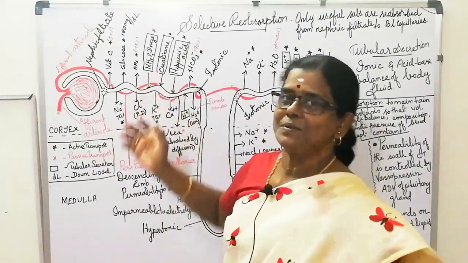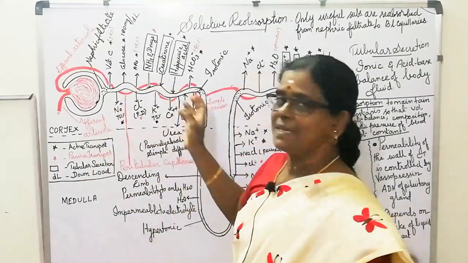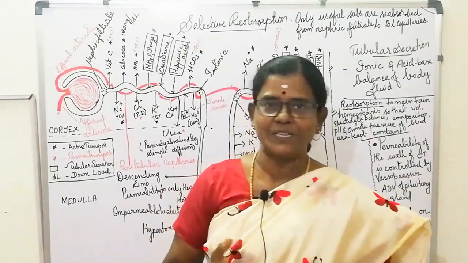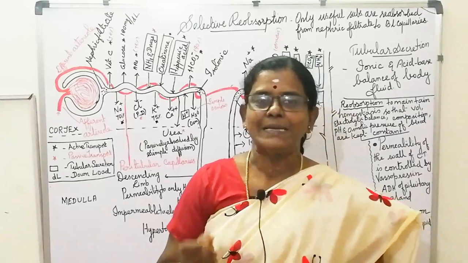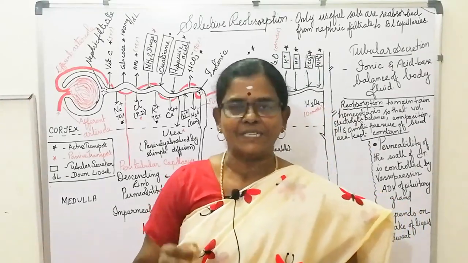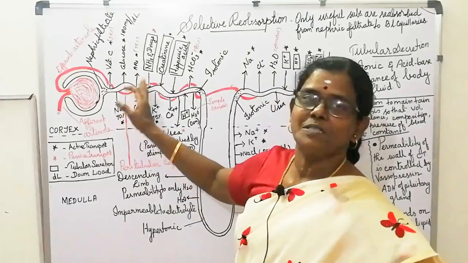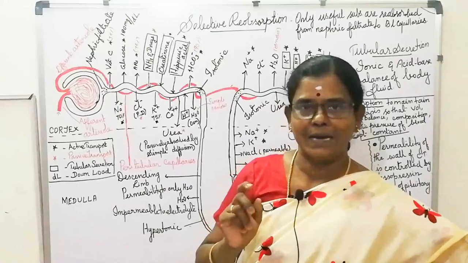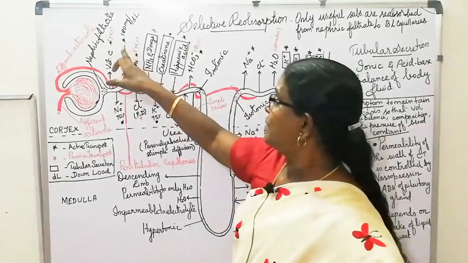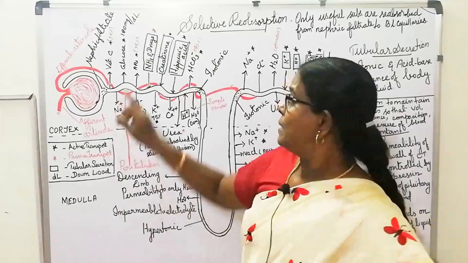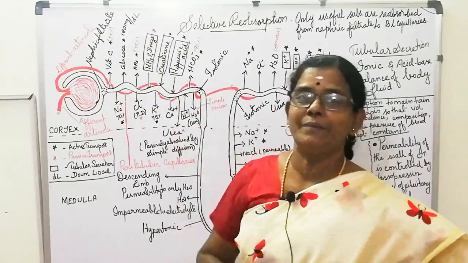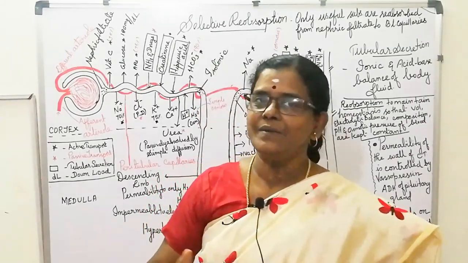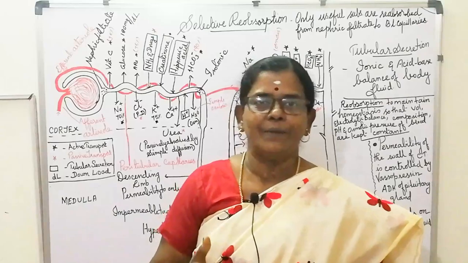For that reabsorption by active transport, the tubular cells have mitochondria. By the process of respiration, this mitochondria produces ATP. That ATP is utilized for active transport. Here the net absorption pressure of these substances is minus 10 mmHg. If you see here, only 180 milligram of glucose is reabsorbed. If there is an excess of glucose, it will be eliminated with the urine in the diabetes mellitus condition.